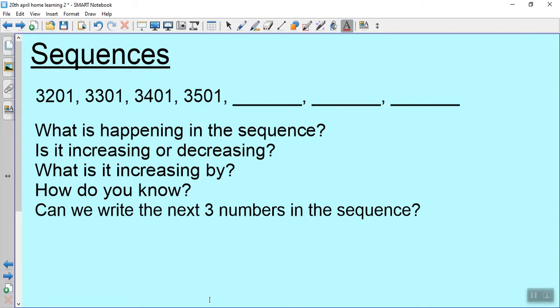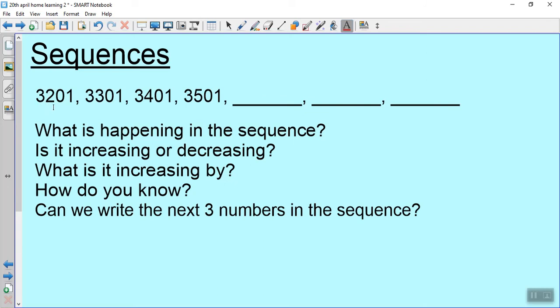Okay, so by adding tens or hundreds or thousands or tens of thousands or hundreds of thousands, we're now going to have a look at some sequences. We need to know what is happening in the sequence. Is it increasing, which is going up, or decreasing, which is going down? What is it increasing or decreasing by? How do we know? And can we write the next 3 numbers in the sequence? So what is happening? What is actually changing?